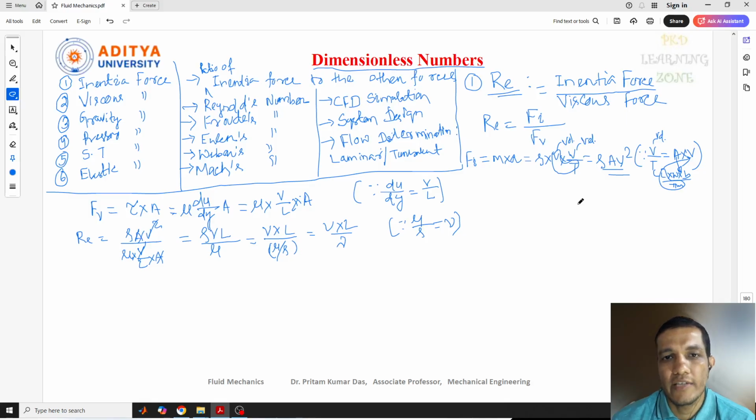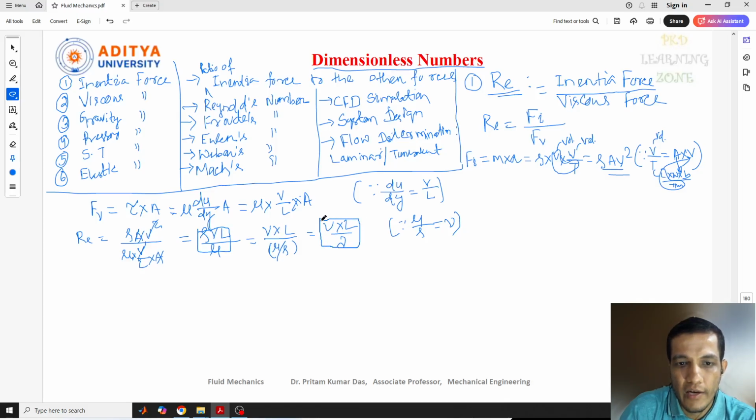The value is 2000; inside 2000 means we can say this is a laminar flow, and that depends on whether it is flowing through a closed pipe or open pipe. So that depends. Here, what equation we got is final: we can write this as rho VL by mu, or VL by nu. This is for the linear dimension case, but when a closed pipe is given, we need to consider the diameter.